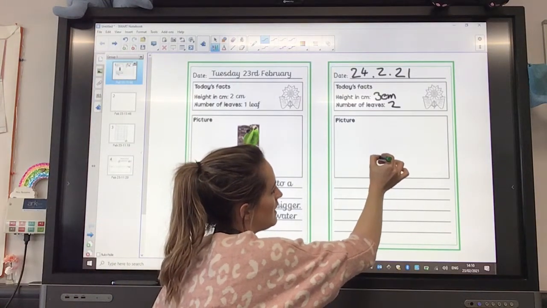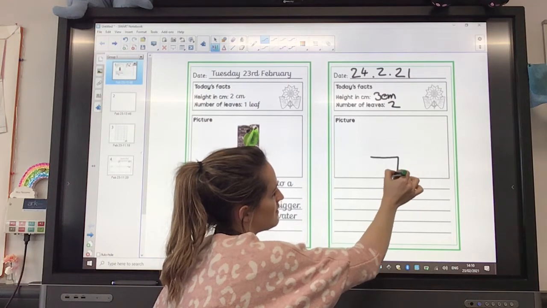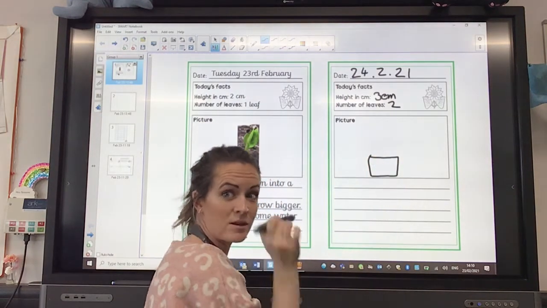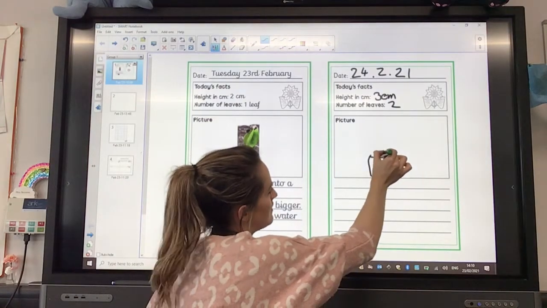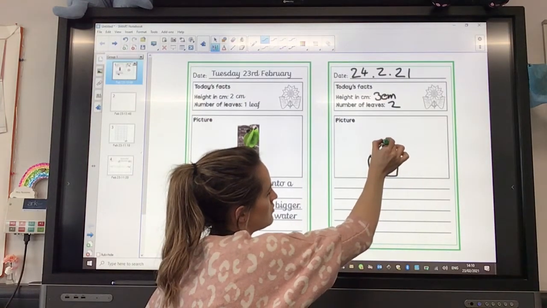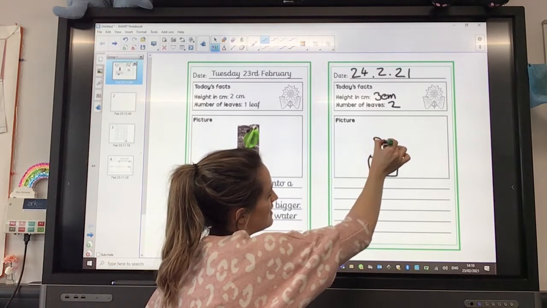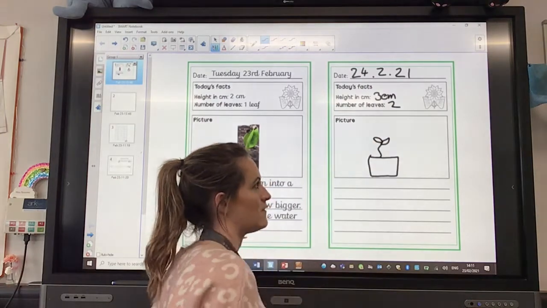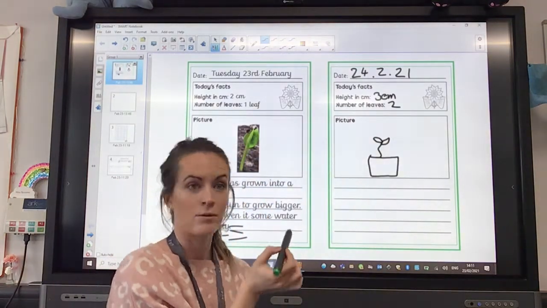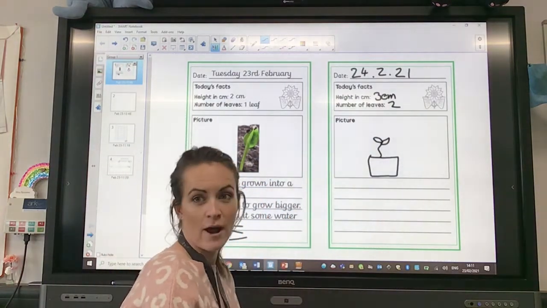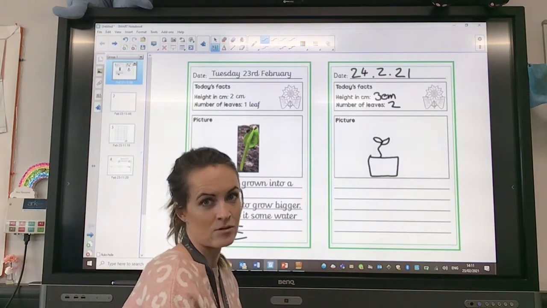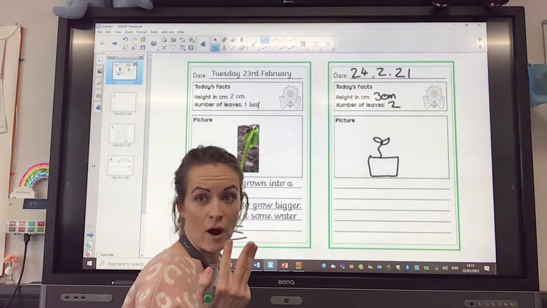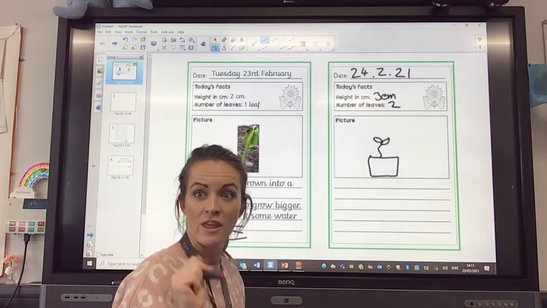So here is my pot with my seed in, and that's where my soil is. And I can't see the seed because it's underneath. And then I've got a little stem, little shoot. And do you remember I've got 1 leaf, and now I've got a second leaf. And what I might do is add some labels. And then what I'm going to do is start to write my sentence about what has happened. So I'm going to write, my seed has grown a leaf, another leaf, okay?